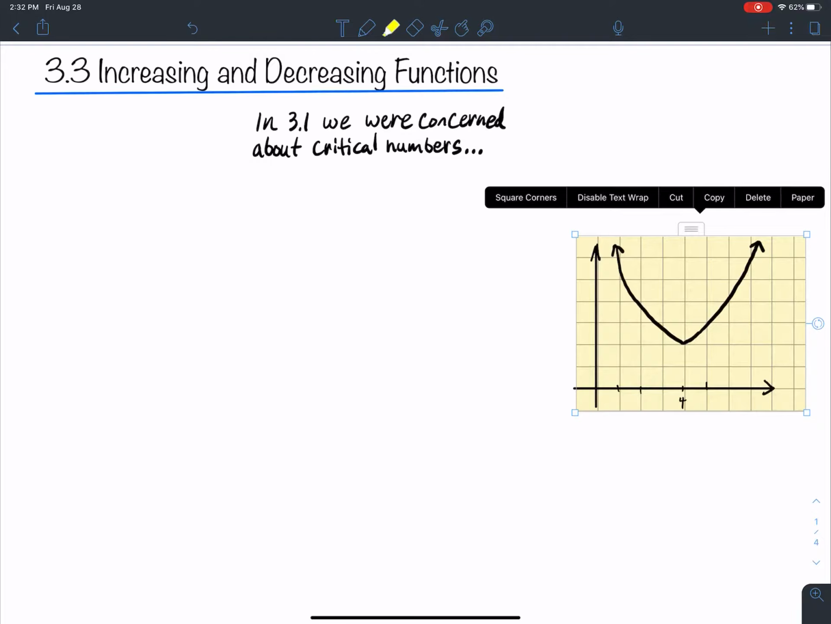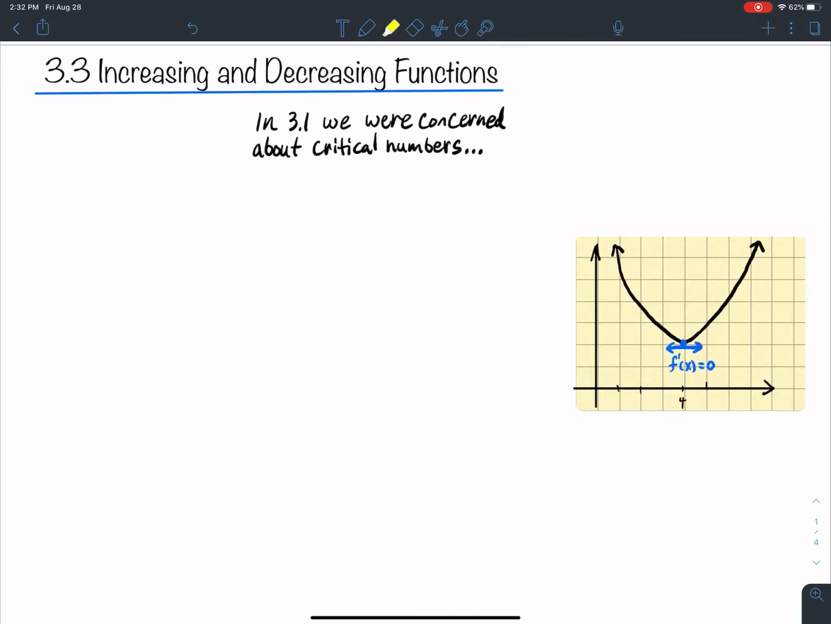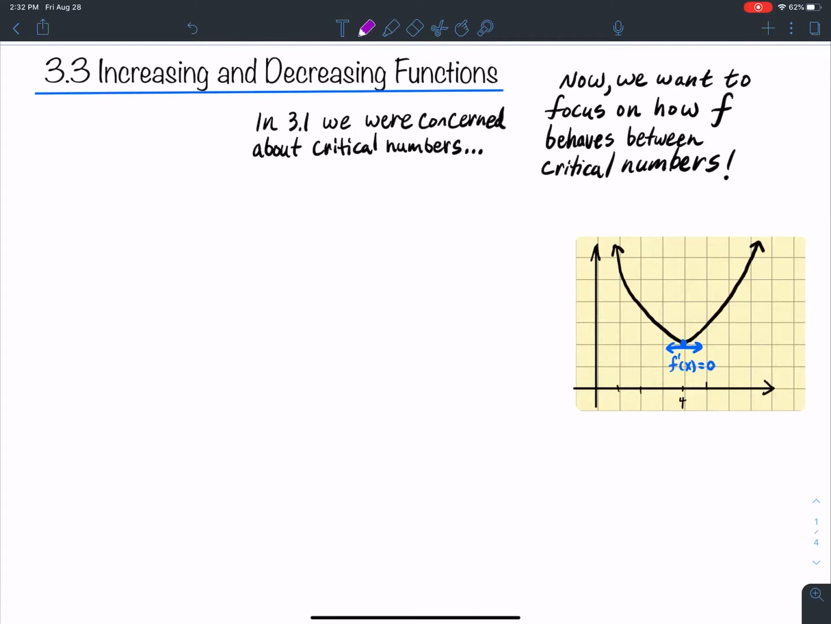So like an example with this parabola here, we would have a horizontal tangent line at the vertex, so I would be concerned with just this one C value, C equal to 4 here. Now, for this section, we're going to want to focus on the behaviors between the critical numbers. So how does the function behave on this side of the critical number and on the other side of the critical number?